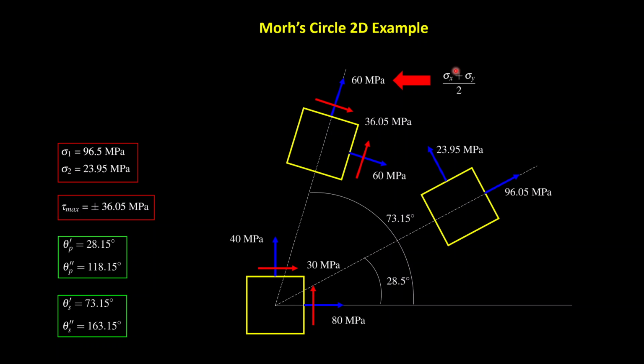Now, what we have here is the solution to our problem. We were asked for the values of the principal stresses, the maximum shear stress, and the normal stress associated with the maximum shear stress. So I have here the principal stresses with orientation included, and here I have the maximum shear stress with associated normal stresses and orientation included.